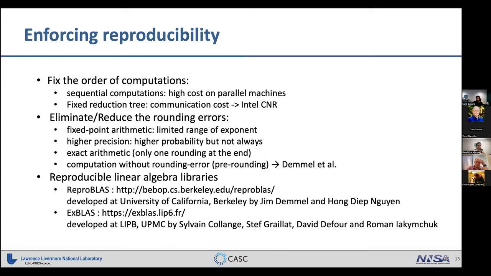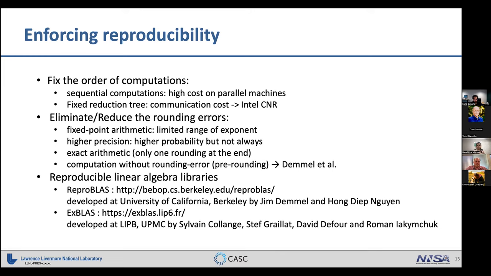Another solution would be to use deterministic computation. But that's not really possible. Making sure that the summation happens in the exact order on a large machine is just a waste of resources and causes unnecessary communication overhead.